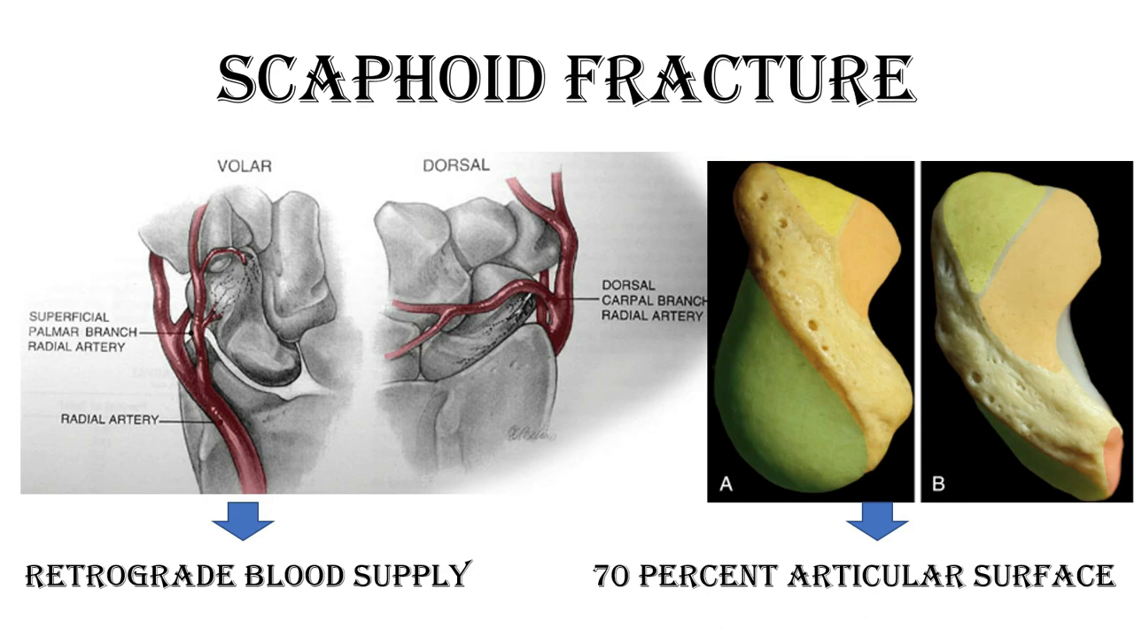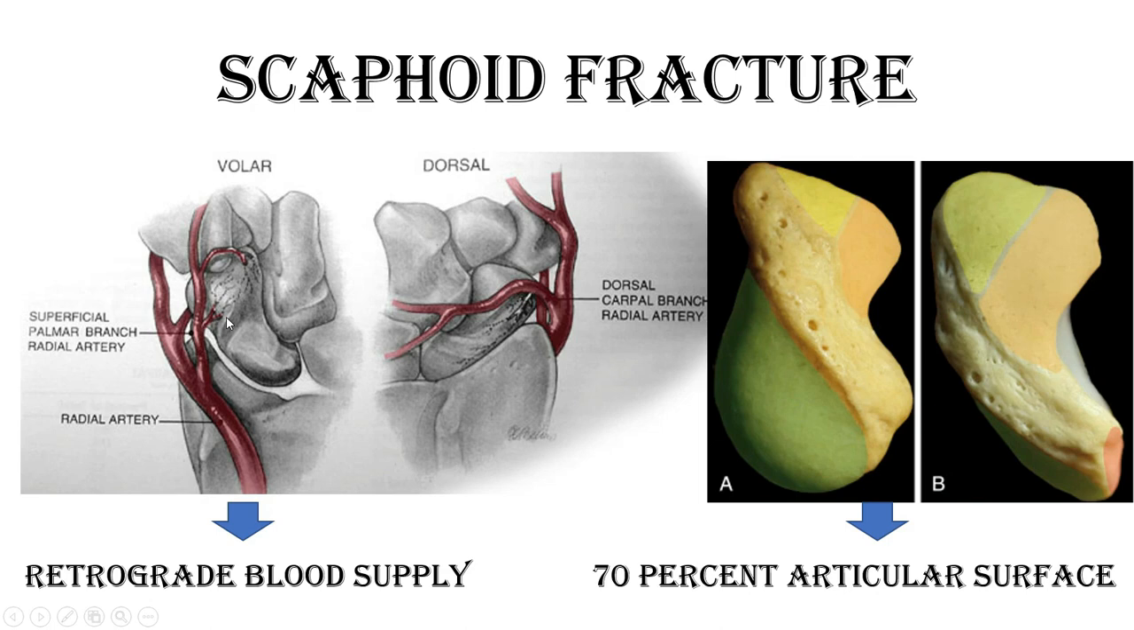The blood supply of the scaphoid is critical. The radial artery, when it gives a palmar branch, is called the superficial palmar radial artery. It has two branches, one dorsal, one volar. 70 to 80% of blood comes through the volar part, and the last 20% is supplied by the dorsal part. So volar is dominant here, not dorsal. Dorsal is only 20%, but volar is 70 to 80%.